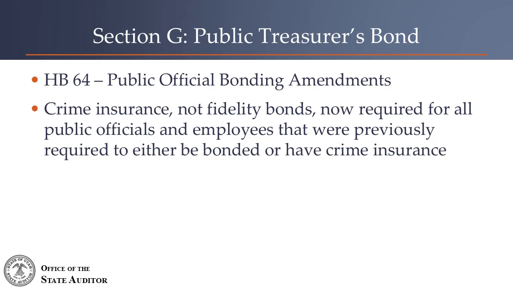HB 64, Public Official Bonding Amendments, modified state code so that for any public official or employee that was previously required to be bonded or have crime insurance, crime insurance is now the only option allowed by statute. Fidelity bonds can no longer be used in place of crime insurance. The SCAG has been updated to reflect this change.